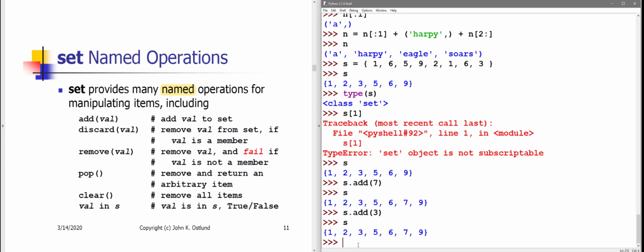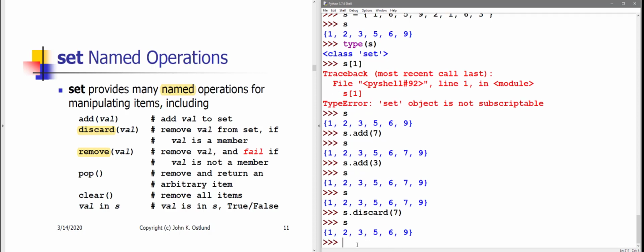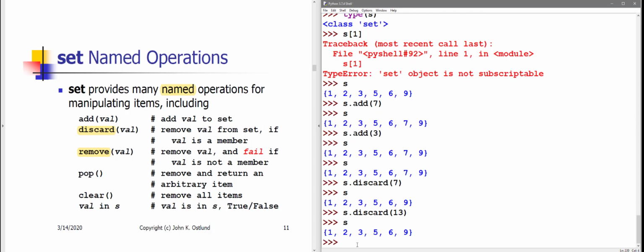I can get rid of items from a set using a couple of different functions, discard and remove. The distinction between them is that discard will make an attempt to discard a value, but it will just silently fail if that value isn't there. Whereas remove will complain. All right, so here's my set S. If I say S.discard 7, the 7 is gone. If I say S.discard 13, well, there isn't a 13, but that's okay. Discard tried to discard the 13, but there wasn't one there.